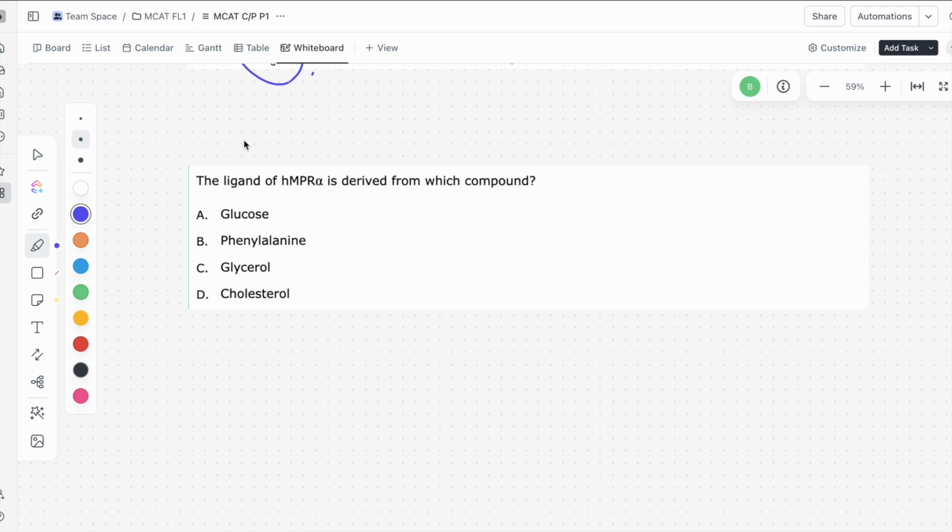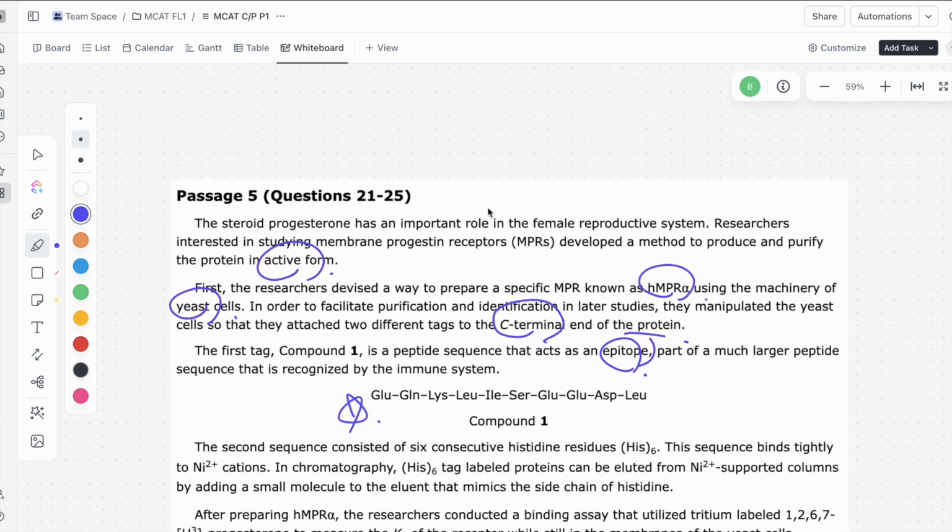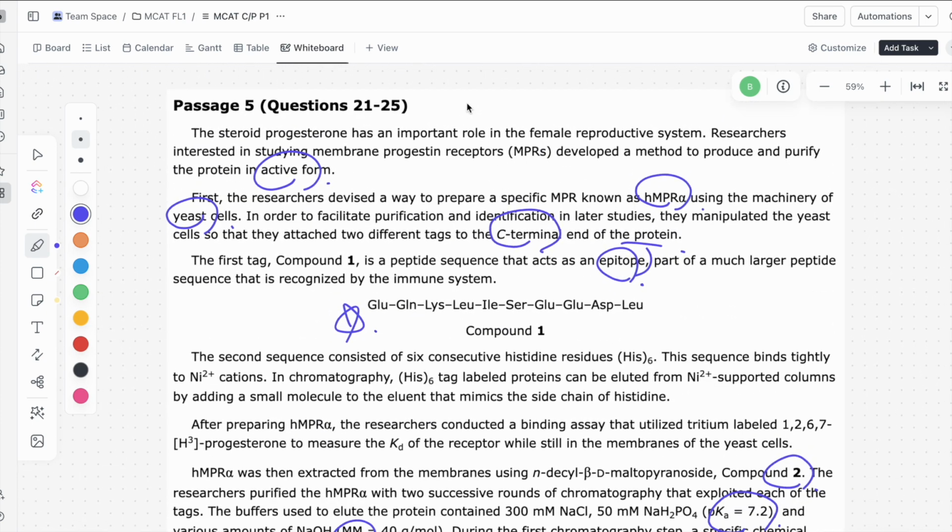Take a look at the first question of this passage. The ligand of HMPR alpha is derived from which compound? All right, let's take a look back at the passage to see what the ligand is. We know that the steroid progesterone, and researchers interested in studying the membrane progestin receptors.